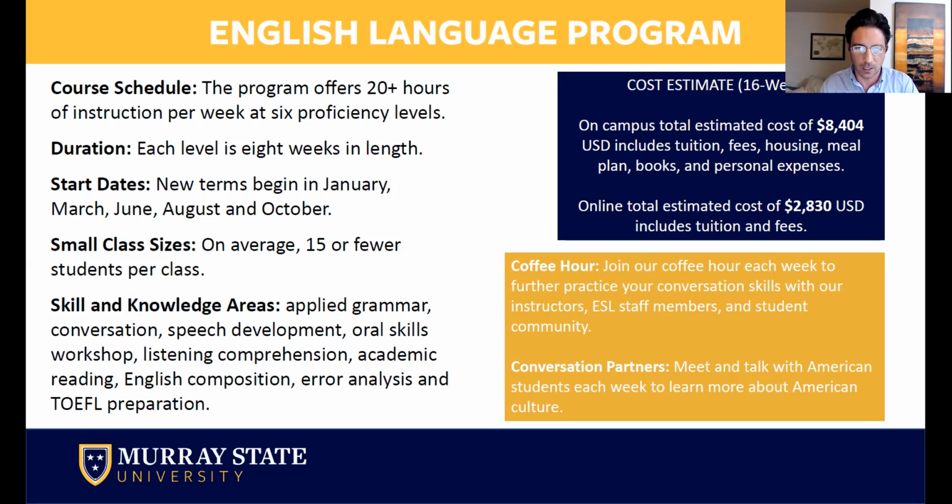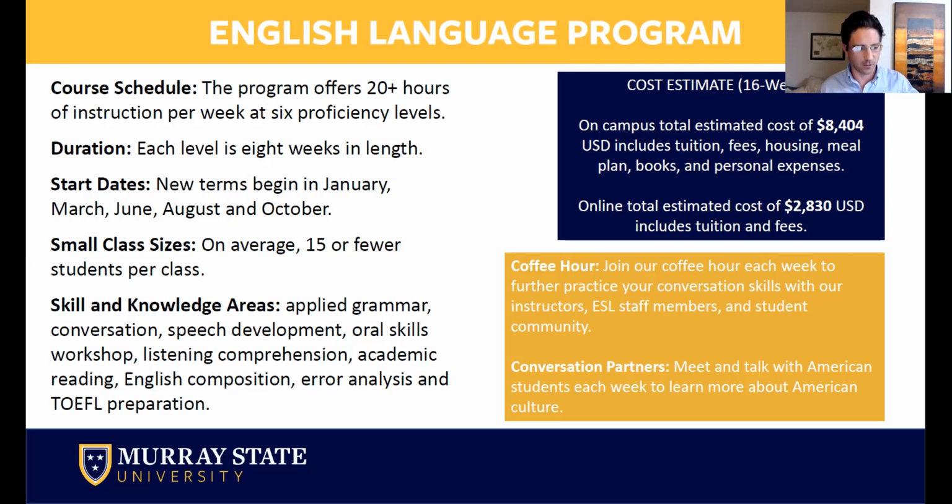Every level in the English language program is 8 weeks in length, and we have six levels. When a student arrives on campus, or even beforehand, we will give them a placement test, and we will put them in the level that's best for their abilities. For example, if a student starts in level 5, they would complete level 5, complete level 6, and then when they finish level 6, they would be able to start their university degree.